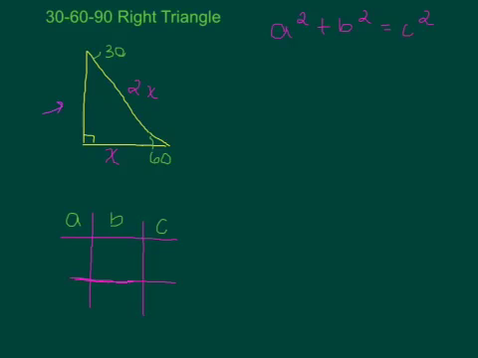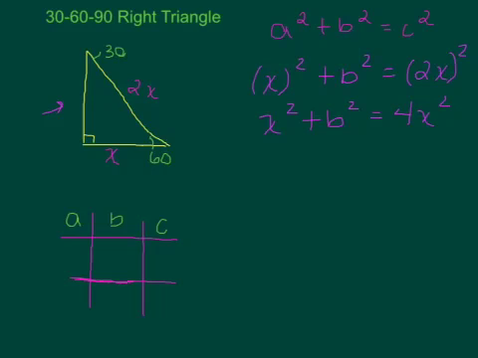So we have a squared plus b squared equals c squared. Let's plug in what we know. I'm going to say that the short leg is a, so I'm going to plug in x for a. We don't know what b is, the longer leg, so we're going to solve for b. And we know c, the hypotenuse, is 2x. So I'm just plugging these values into the Pythagorean theorem. Okay, so we get x squared plus b squared equals 4x squared.